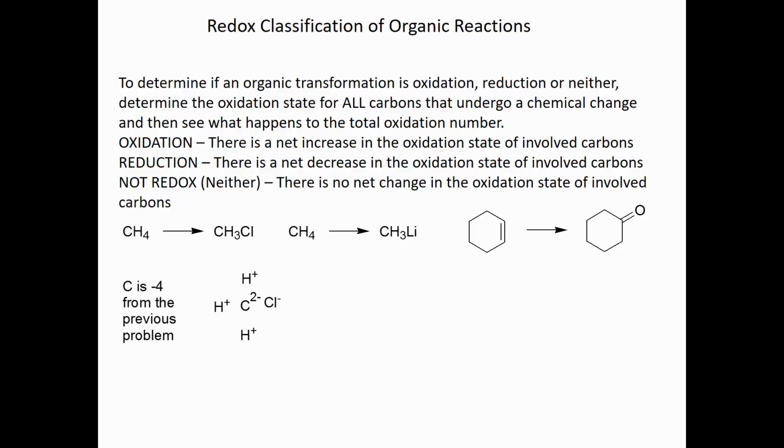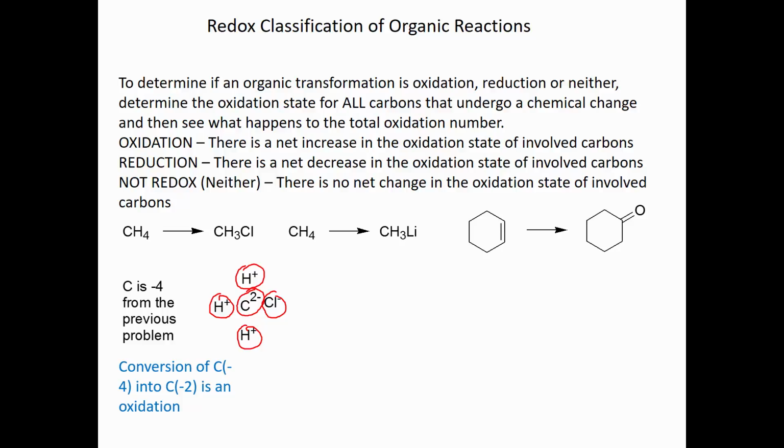All right, so we did methane in the previous problem. It's 4-. Let's now do chloromethane. Okay, so we're going to make all of the bonds into ionic bonds, H+, H+, H+, Cl-, plus, minus, that adds up to be +2. That must mean that carbon has to be -2. All right, so when carbon goes from -4 to -2, that is an increase in the oxidation number at carbon. Therefore, we're going to call this an oxidation. All right, let's look at the next one.